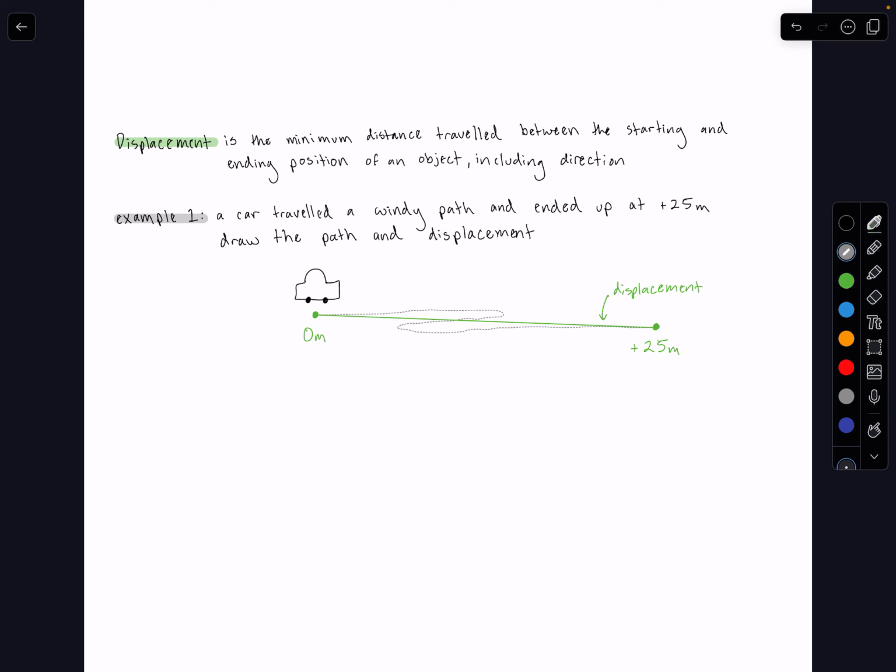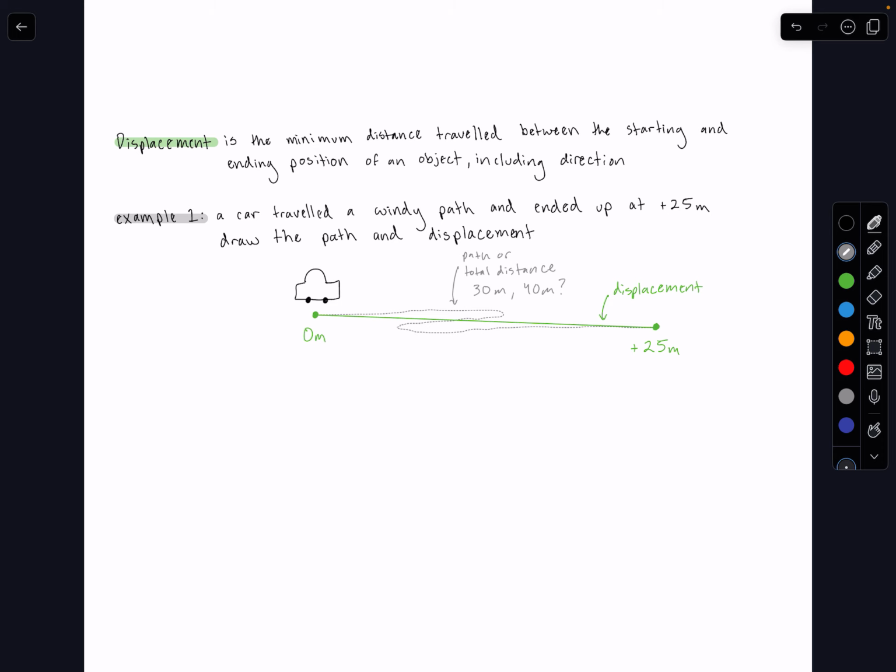Whereas the path, or the total distance, is this gray dotted line. It could be 30 meters, it could be 40 meters. We don't really know. It's just the total distance that it went, but the displacement is just that direct line, the minimum distance, a straight line between the starting position and the final position.